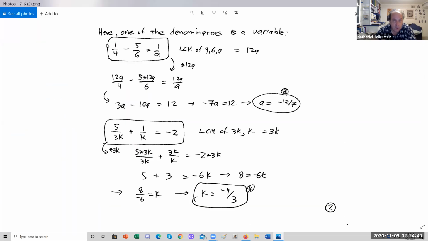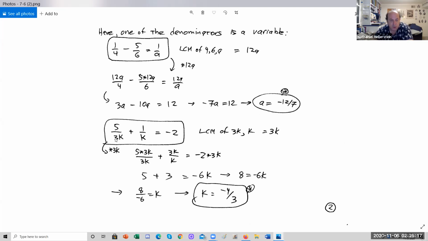Here we have a rational equation where we have a variable in one of the denominators. Denominators of 4, 6, and a. Least common multiple is 12a. So we multiply throughout by 12a, get 12a over 4 minus 5 times 12a over 6 equals 12a over a. This 12a over 4 is a 3a minus, this is a minus 10a equals 12. So therefore negative 7a equals 12, and therefore a equals negative 12 over 7.